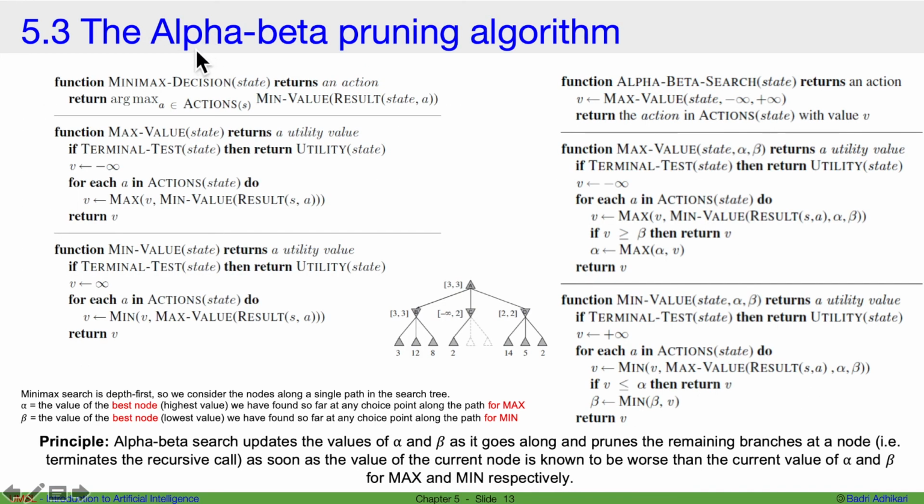Next, let's look at the alpha beta pruning algorithm. The alpha beta pruning algorithm is simply an extension of the Minimax decision algorithm. It's simply an extension of this algorithm.